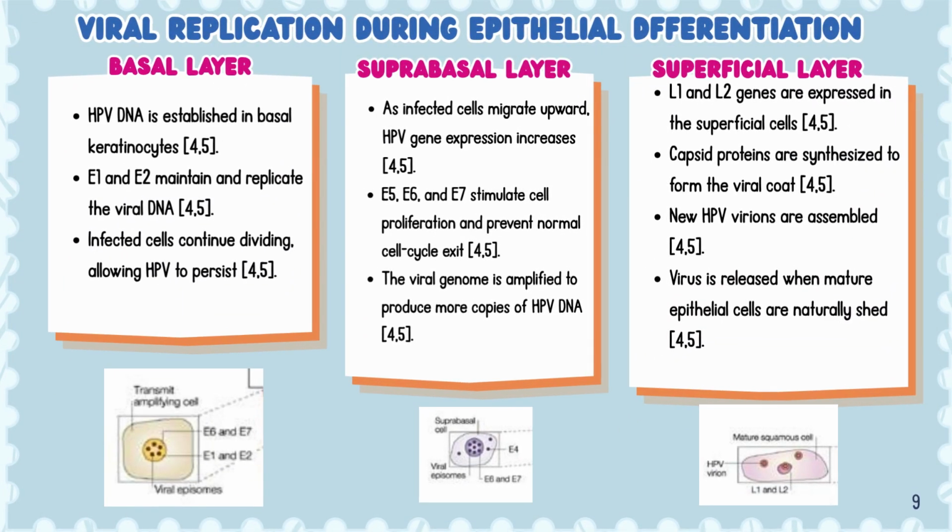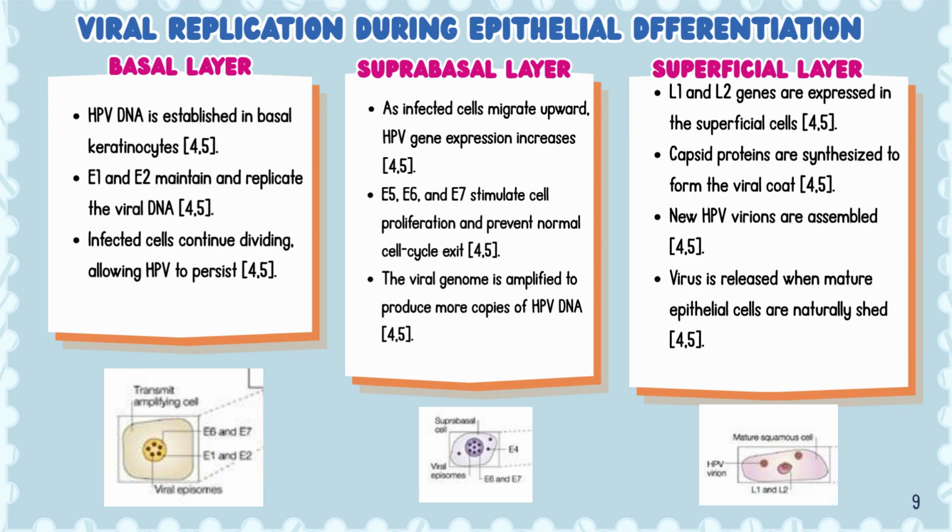After entering the basal cells, HPV begins its life cycle. In the basal layer, HPV DNA stays inside the cell. The viral proteins E1 and E2 help copy and maintain the viral DNA while the infected cells continue to divide. As these infected cells move upward, HPV becomes more active.